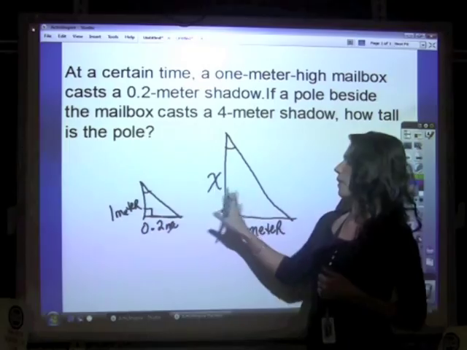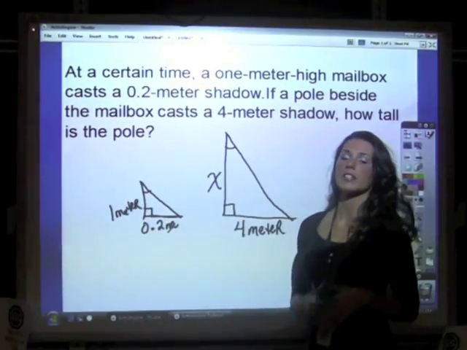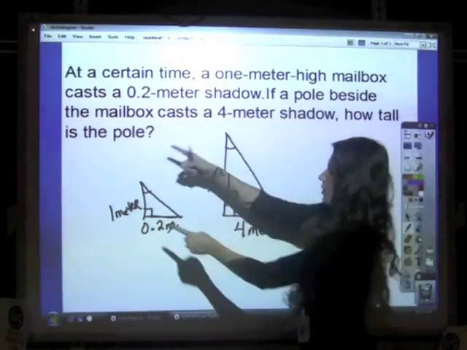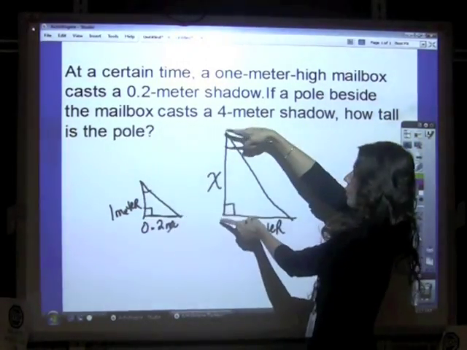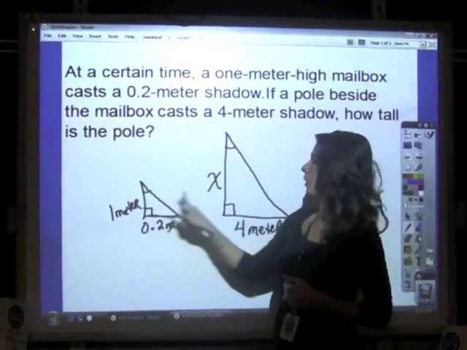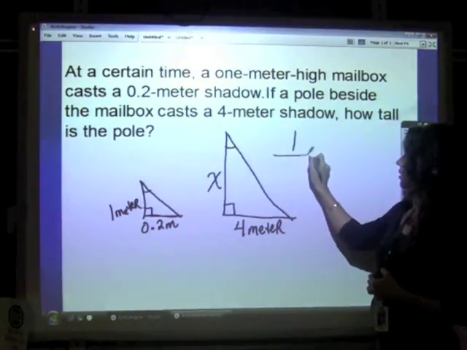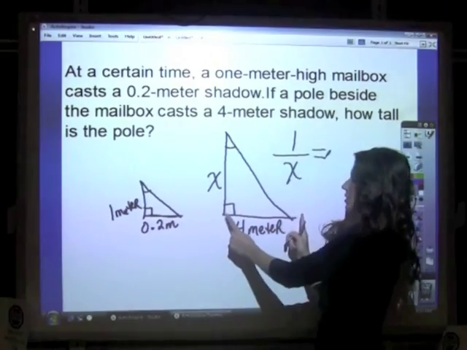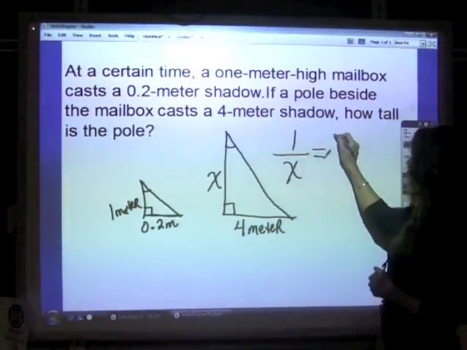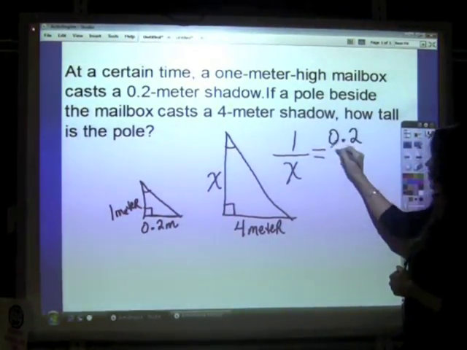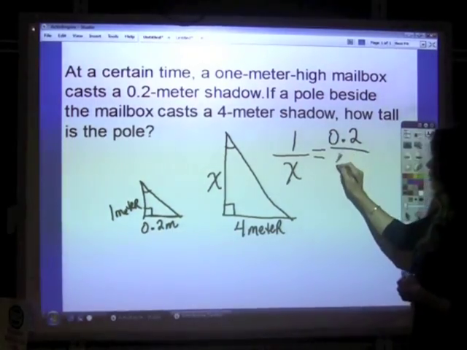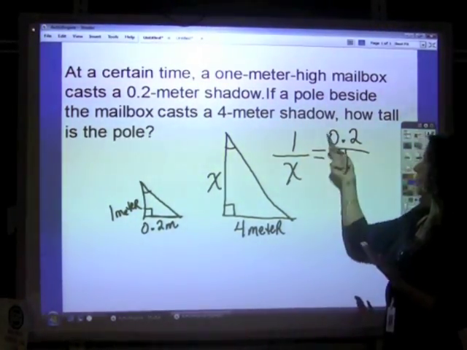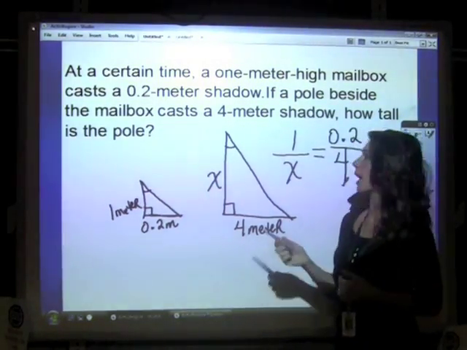So now we know that these triangles are similar, so let's set up our proportion in order to find our missing side. So this side is corresponding to this side, so we'll have 1 over x. And this segment is congruent to that segment, so we'll have 0.2 over 4. In order to find the missing side, all we must do is cross multiply and then divide.